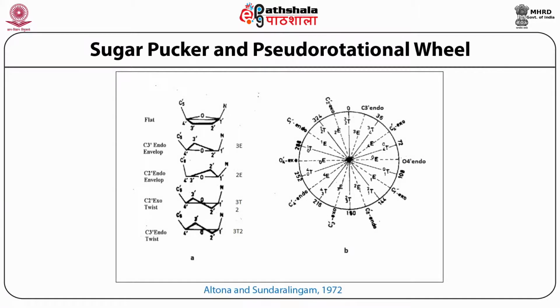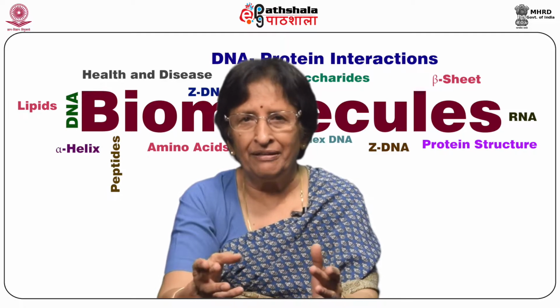Altona and Sundaralingam's group devised a very interesting way by which all different sugar puckers can be linked through a pseudo-rotational angle, called the pseudo-rotational wheel. One can describe all conformations like C3 endo, C3 exo, C2 endo, C2 exo, and so on in this wheel structure. And from the value of the pseudo-rotational angle P, one can calculate all 5 angles in the sugar ring also.